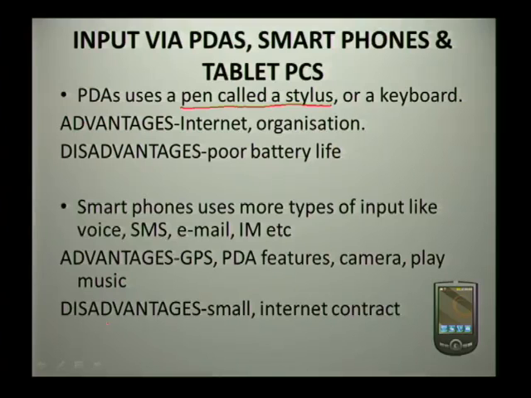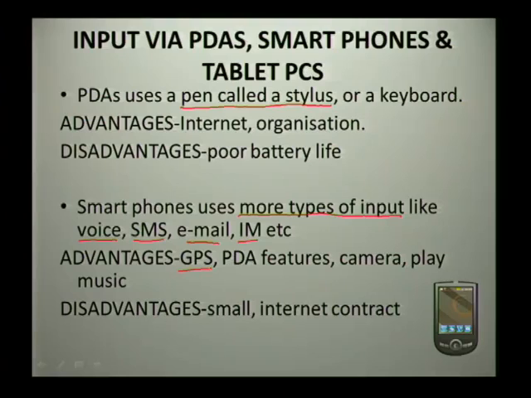Right, another device is a smartphone. Now, a smartphone uses more types of input. For example, voice as input, SMS, email, as well as instant messaging. Now, some advantages of smartphones: you get a GPS, you get PDA features, you get a camera, and you can play music in that one device. Then some disadvantages: it can be small, and you can get an internet contract where you have to pay a fee in order to get internet access. So those are some of the advantages as well as disadvantages of a smartphone.